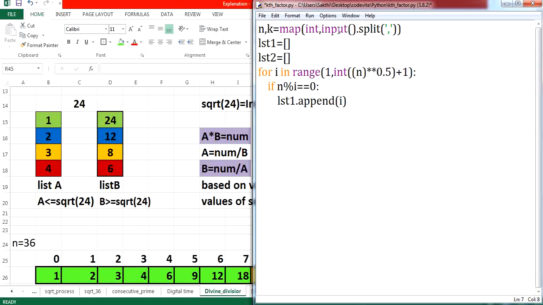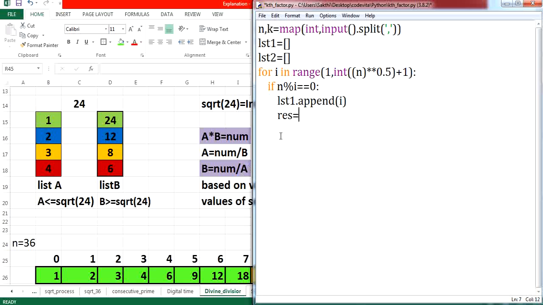And we know that if 1 is a factor of 24, 24 divided by 1 gives you 24. That could be the corresponding factor for your list 2. In the same way, if 2 is a factor, I know that 24 by 2 gives you 12. That is a corresponding factor for your list 2. So I can find the corresponding factors by using this i value. Here, let me write the corresponding factor finding. I know the value of list 1, right? So if you want to find list 2, it is the number divided by the number you have found.